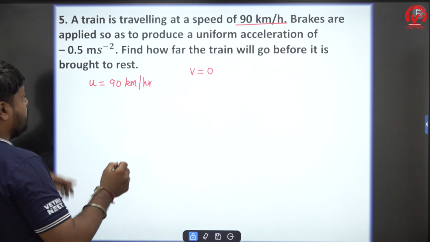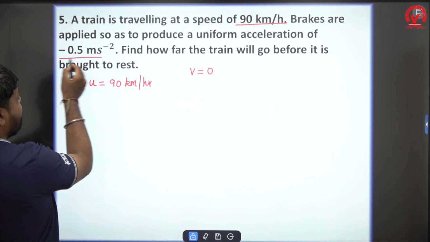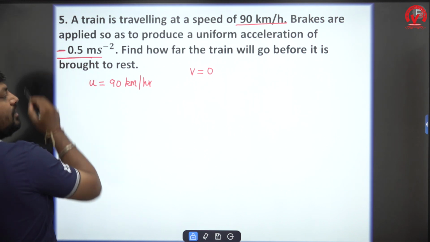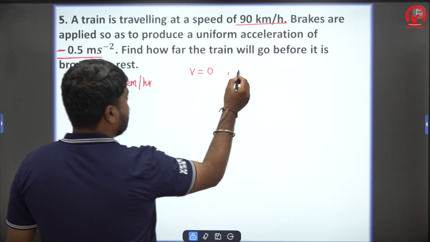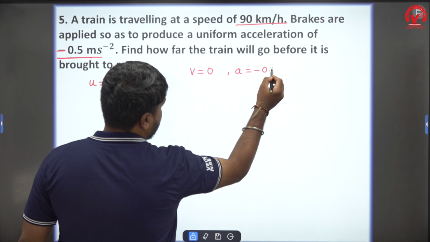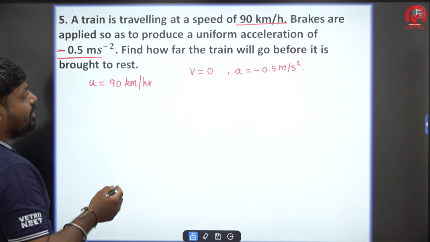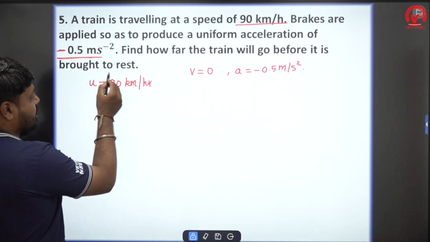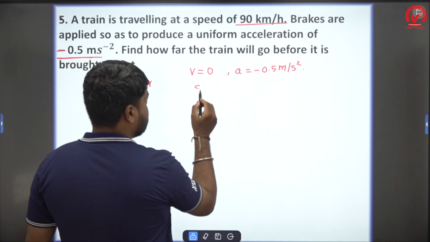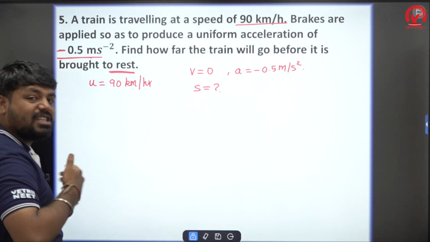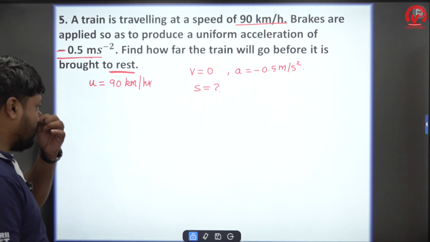The brakes are applied so as to produce a uniform acceleration. Here itself they have given you the value in minus. So acceleration is minus 0.5 meter per second square. How far will the train go before it comes to rest? Final velocity is 0, right? So S is equal to question mark. How far means how much distance it travels before it comes to rest.